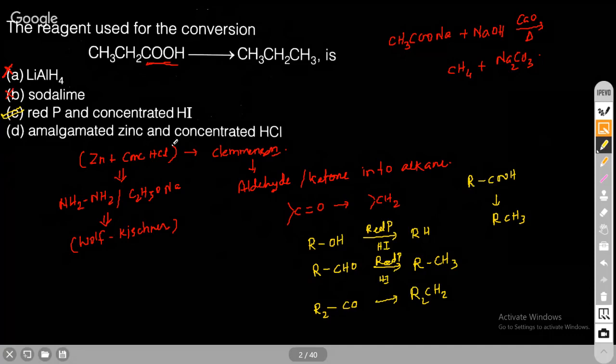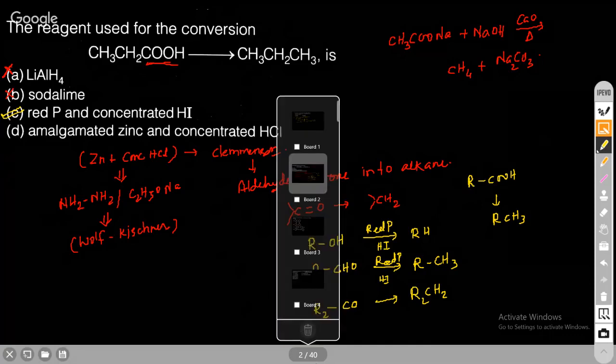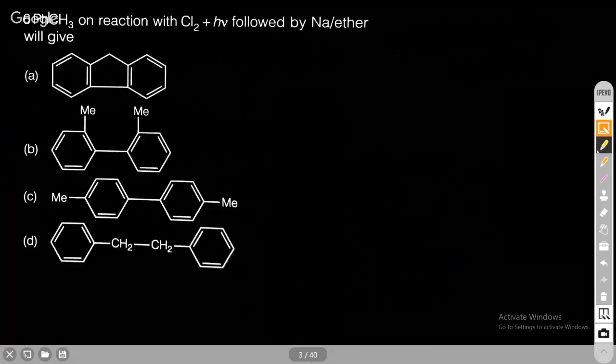Zinc and concentrated HCl is Clemmensen reduction, which is used for the conversion of aldehyde or ketone into alkane, right? So this is the second question we have done. Now you see the third one. Tell me the answer.